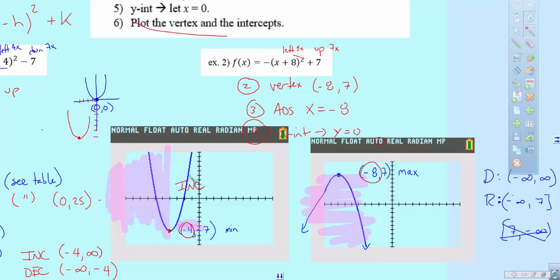Now remember, this is kind of counterintuitive because we're looking at the graph going up and down, but we're describing it in terms of x. We're saying that from negative infinity to that spot right there, this would be decreasing, and from this spot to positive infinity, that would be increasing.